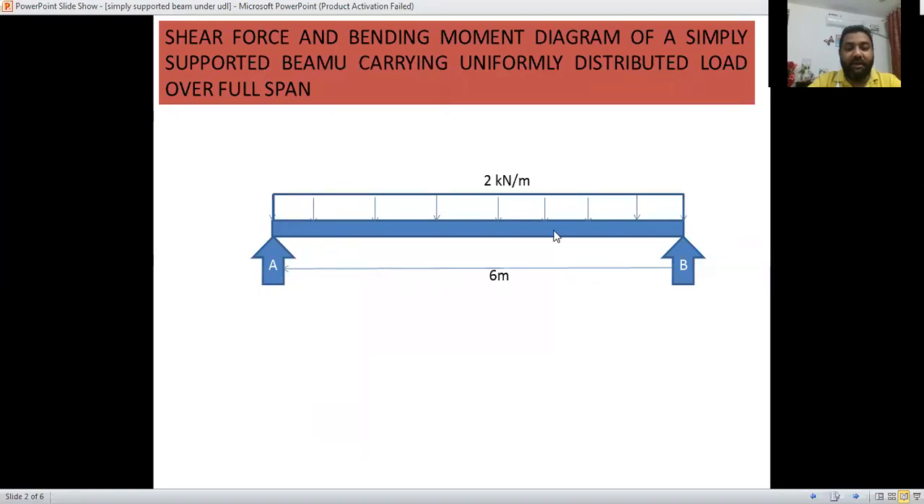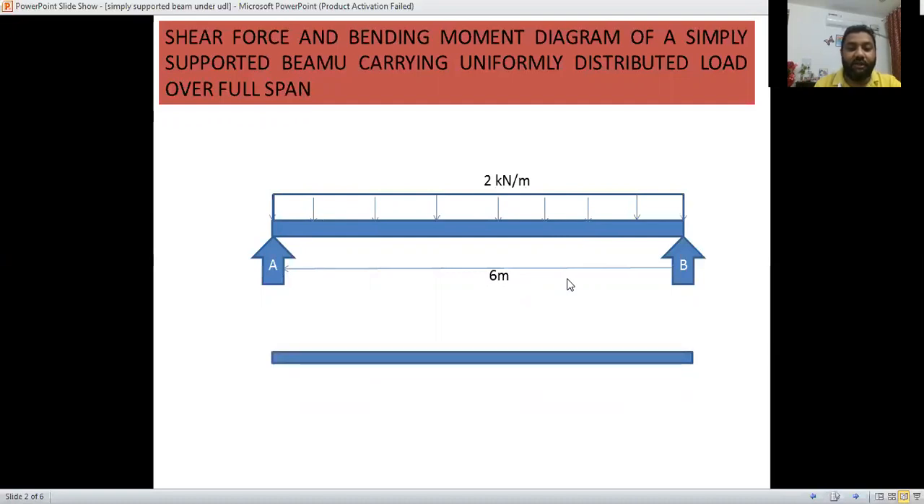So, this is a beam AB, 6 meters in length. 2 kilonewton per meter is the intensity of the UDL acting for the full span. We have to draw the shear force and bending moment diagram. Before starting, you have to find out the reactions at points A and B, and for this, we have to draw the free body diagram.